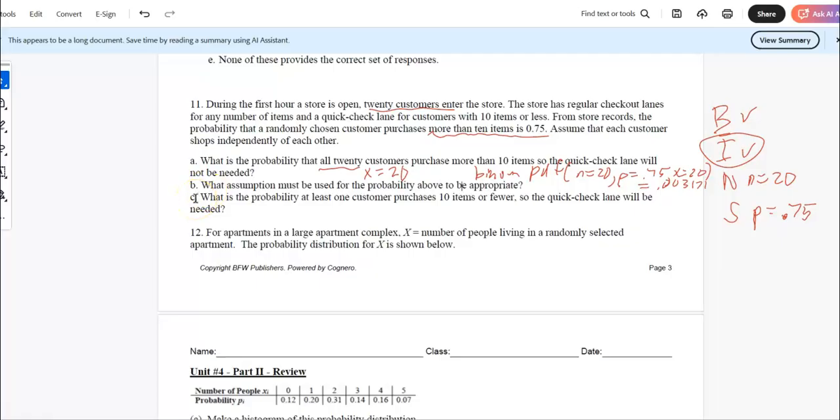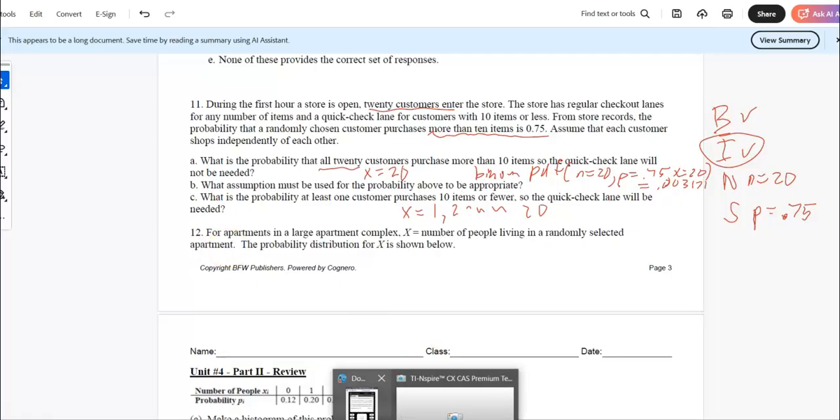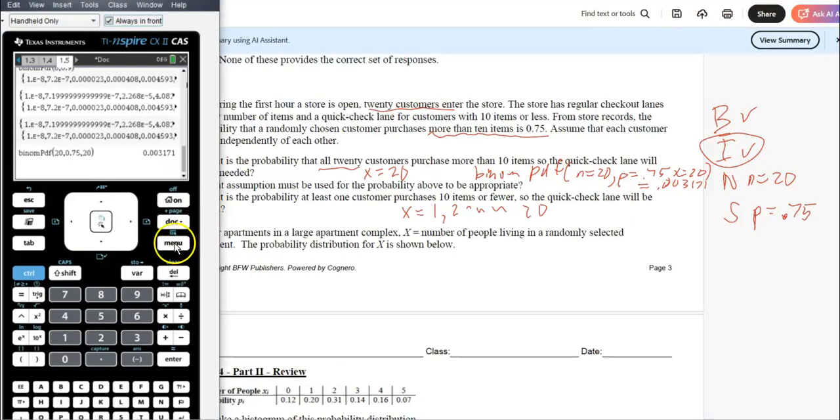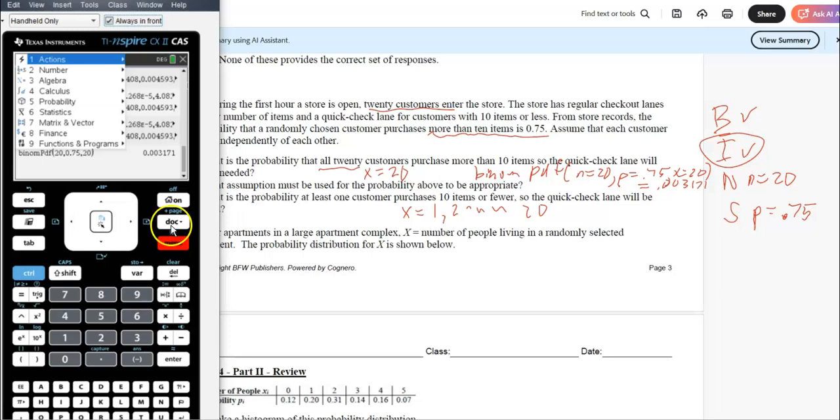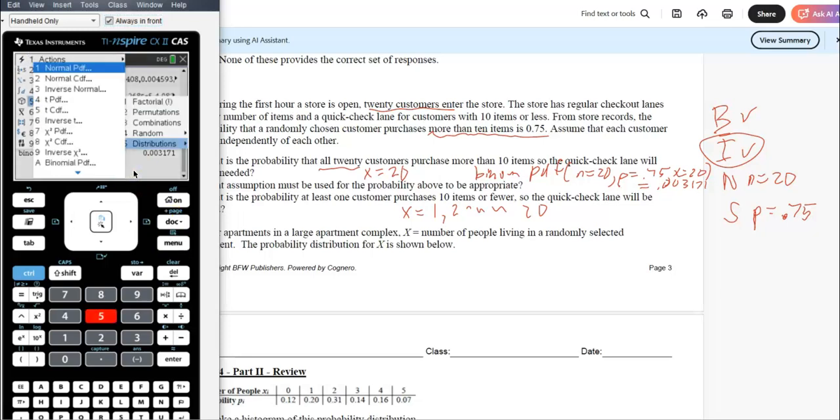What is the probability at least one customer purchased 10 items or fewer? So at least one. So X is 1, 2, 3, all the way to 20, right? So from 1 to 20. So that looks like a binomial CDF. So menu 5, 5B, I think.